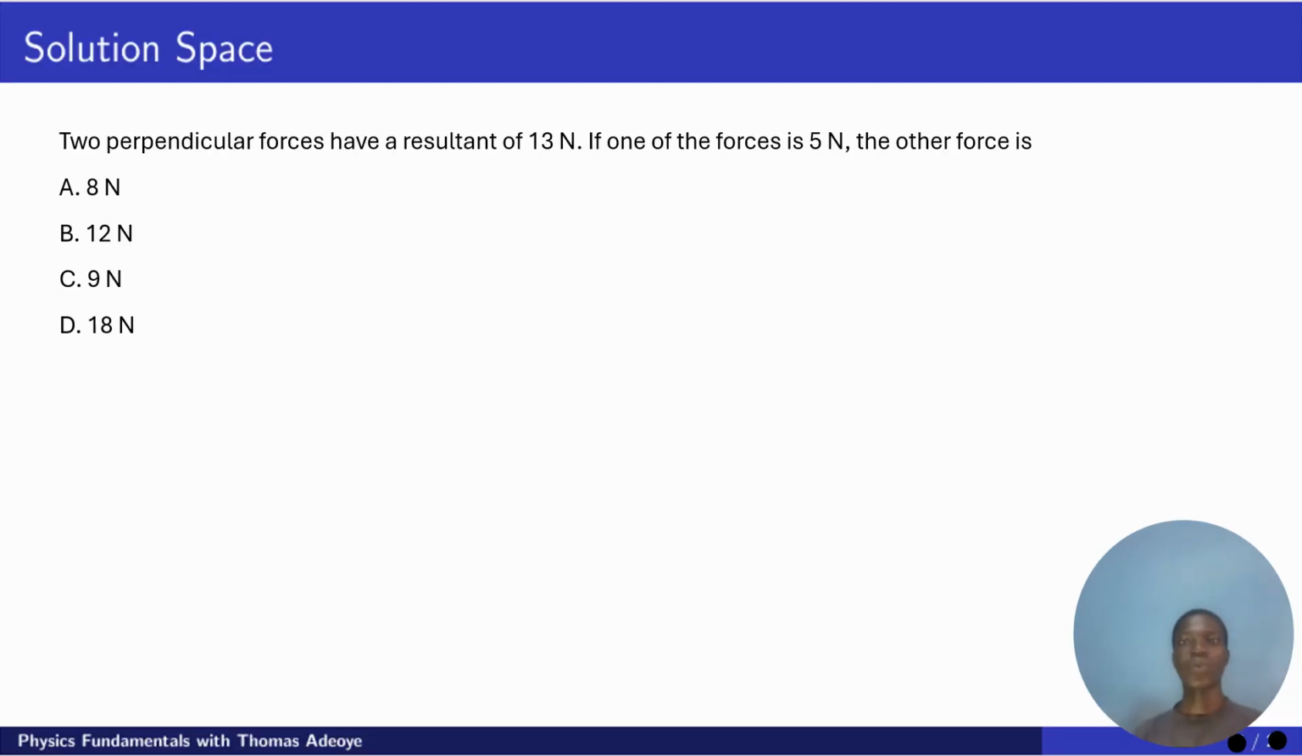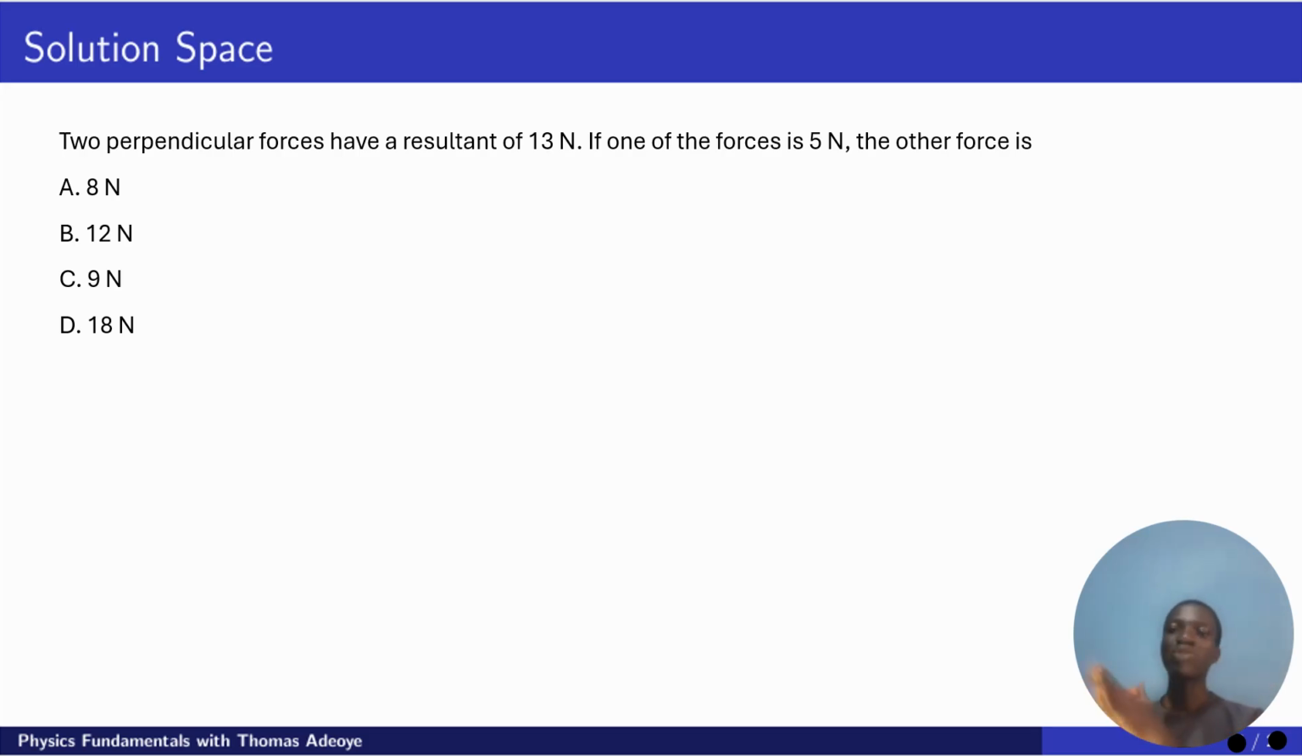So look at this question, the second question. Two perpendicular forces have a resultant of 13 Newton. If one of the forces is 5 Newton, then the other force is. Now we have two perpendicular forces. Let me give you the summary of what we did in the first question. The two vectors are at right angle.